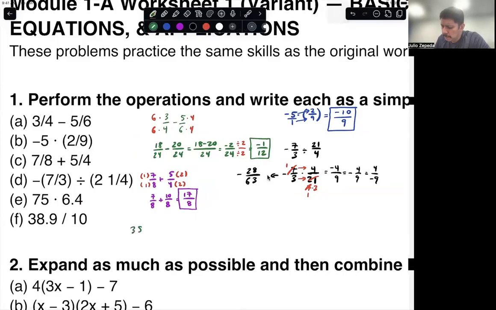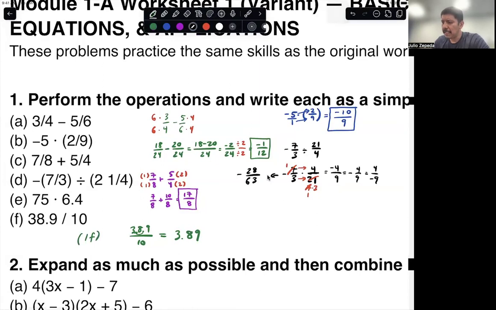This is 38.9 divided by 10. And when you divide by a power of 10, the rule that we're trying to get across here is that you can just move the decimal place over one place to the left, and that will be essentially as if we carried out the division by 10. So the answer is 3.89. All right, so that's the rule there for part F.